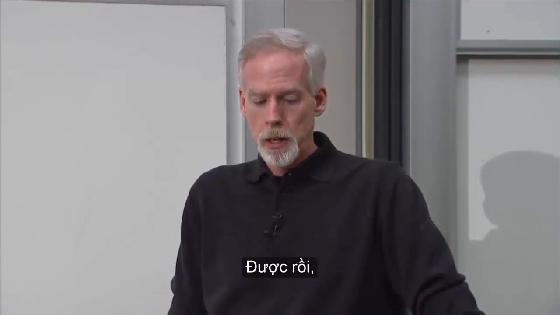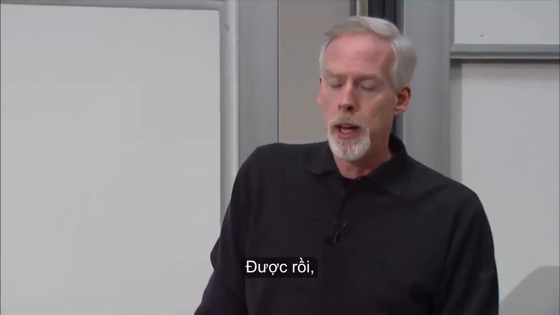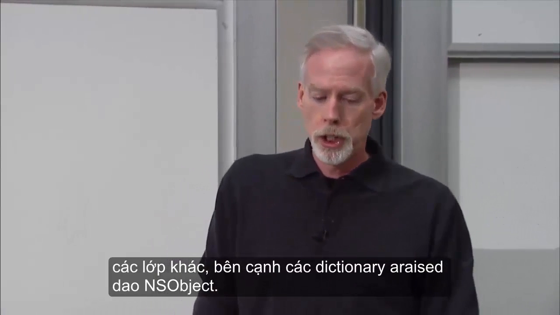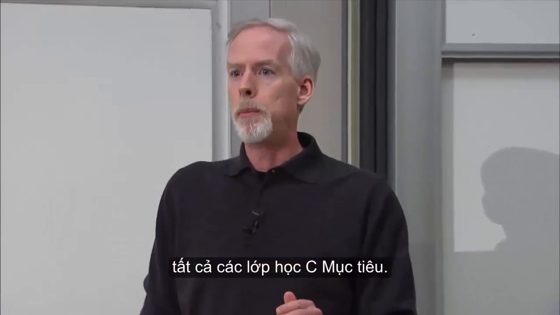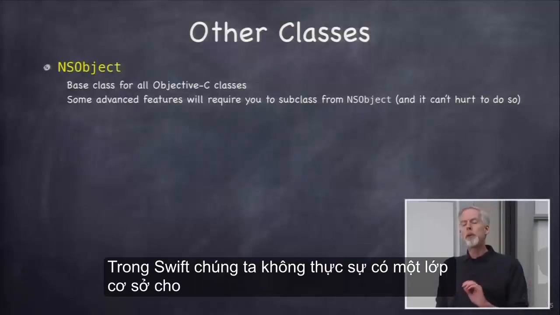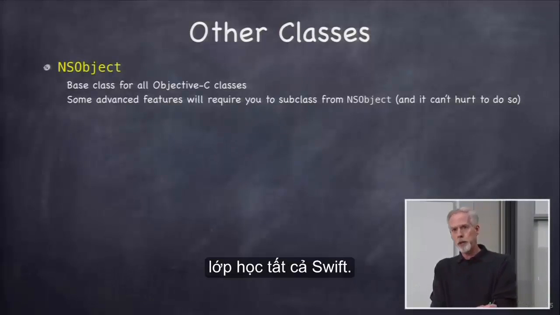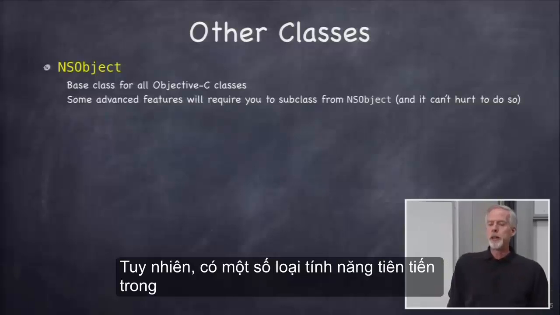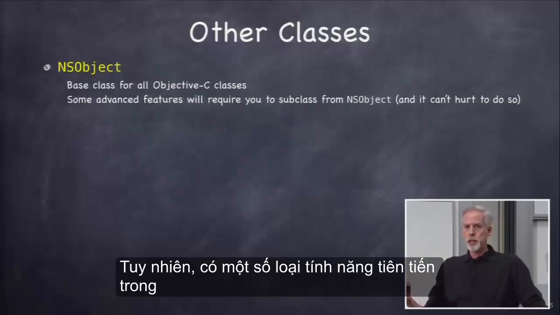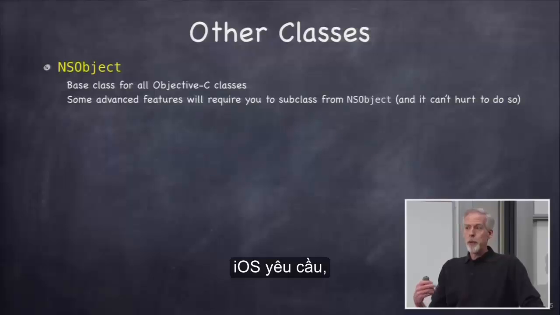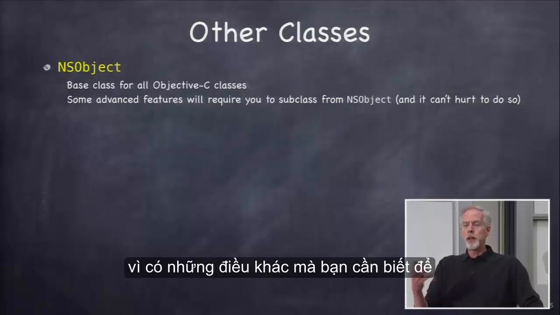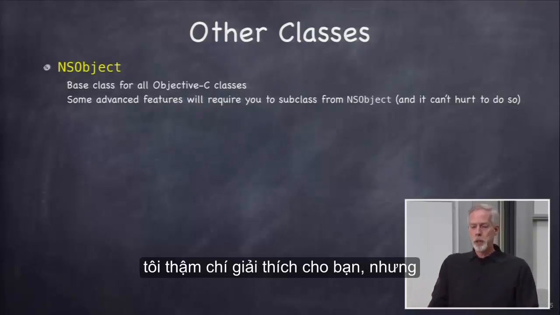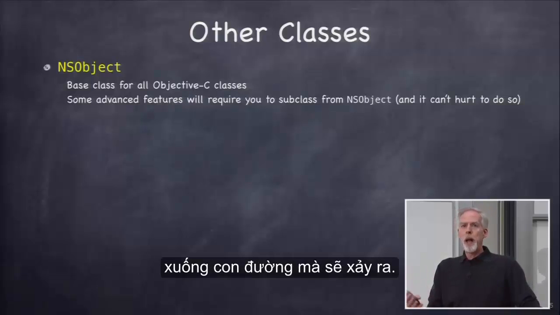Okay. All right, other classes besides arrays, dictionaries, range. NSObject. NSObject was the base class for all Objective-C classes. In Swift, we don't really have a base class for all Swift classes. However, there are some advanced features in iOS that require even your Swift class to inherit from NSObject. I can't really talk about them because there are other things you need to know for me to even explain them to you, but down the road that will happen.